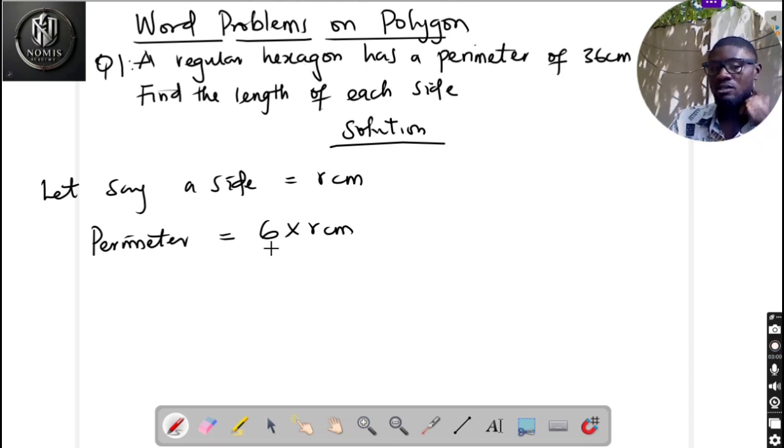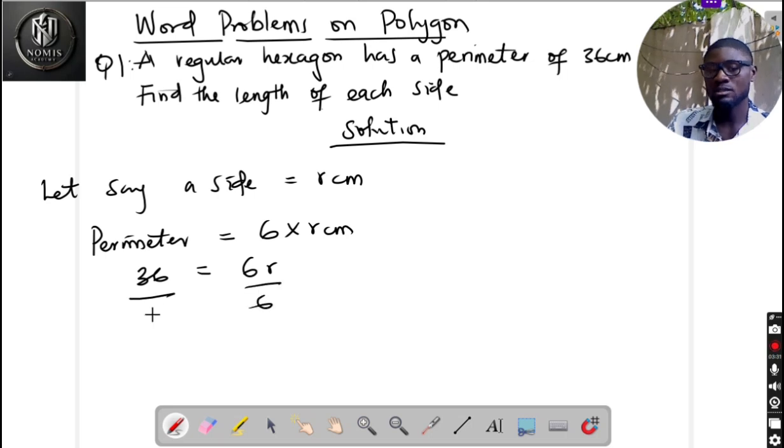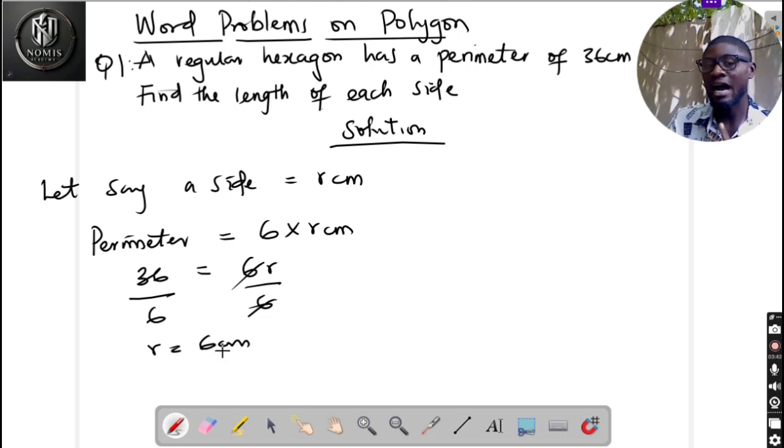So the number of sides is multiplied by the length of one side. So 6 multiplied by the length of one side tells me the perimeter of the hexagon. If the perimeter is 6 multiplied by r centimeter and the perimeter is 36, I should equate 36 to 6r. Dividing both sides by 6, r becomes 6 centimeter, because 36 divided by 6 is 6. So the length of each side is 6 centimeter.